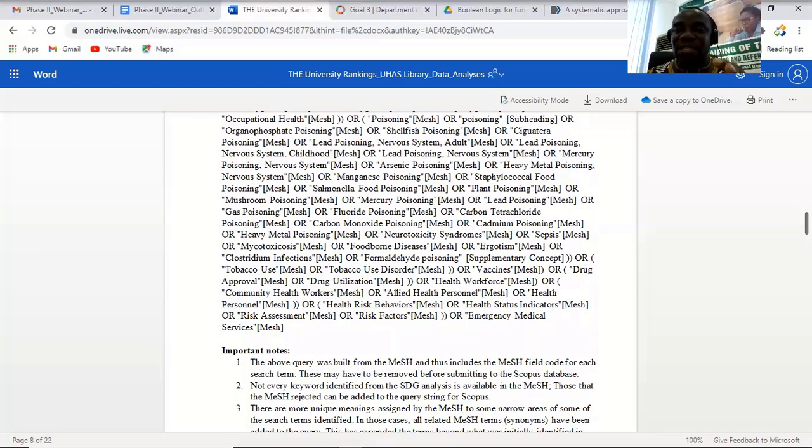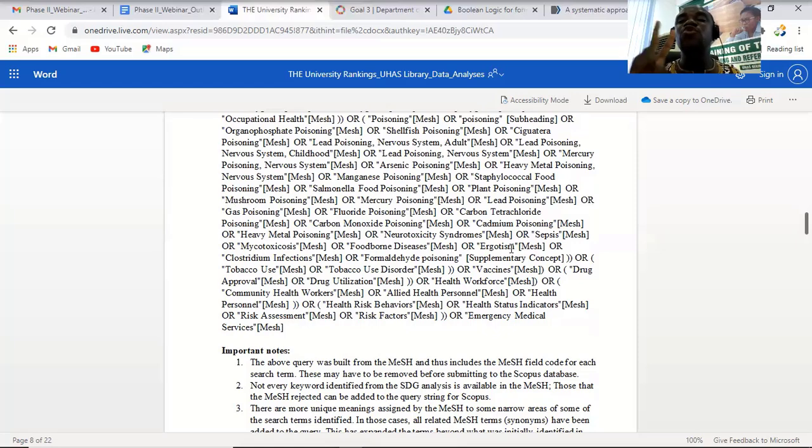But as I mentioned, your eyes should be on the Boolean OR that we used here. We use OR all throughout, because whether it is salmonella food poisoning, or plant poisoning, or mushroom poisoning, or mercury poisoning, or lead poisoning, or gas poisoning, or fluoride poisoning, or carbon tetrachloride poisoning, or carbon monoxide, whether it's any of these things, it all constitutes or means the same thing as good health and well-being research. That is the reason why we use the OR all throughout.